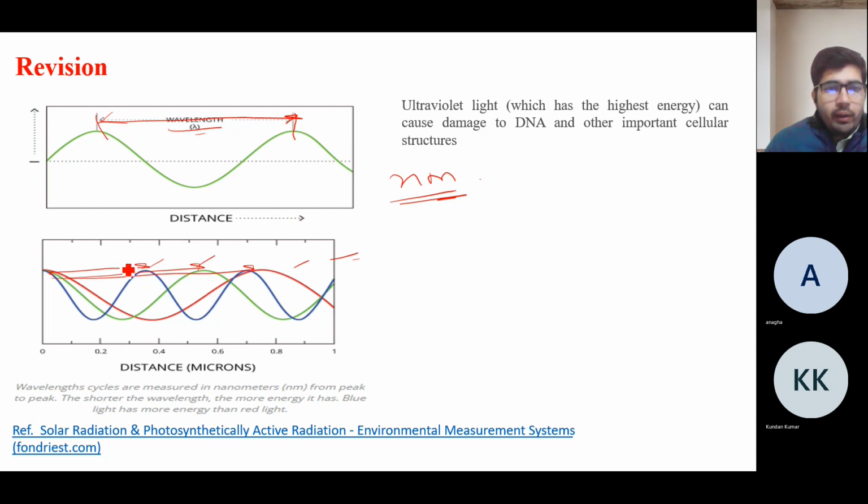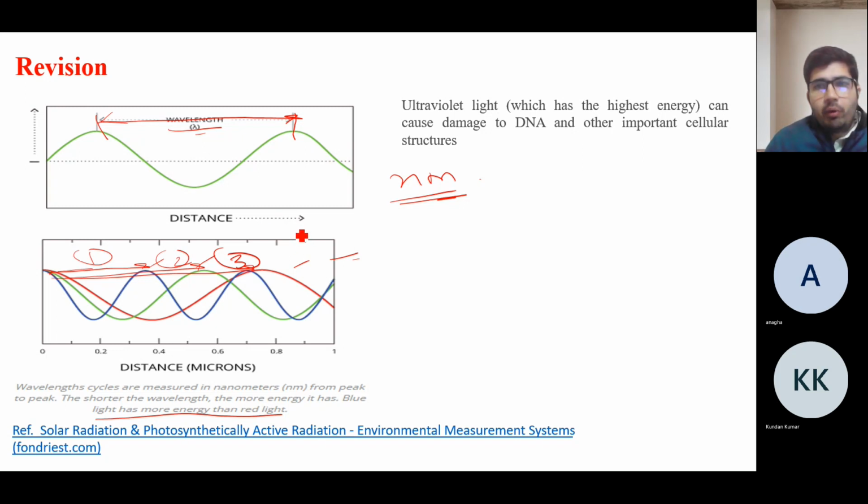So the blue light has more energy than red light, because of the wavelength. You can measure distance 1, distance 2, and distance 3, from peak to peak for blue, peak to peak for green, and peak to peak for red. We can see that for blue, the distance is less as compared to red, and green is in between. So the blue one will have more energy as compared to the red one.